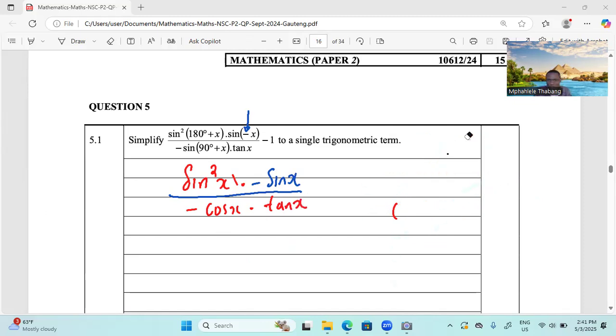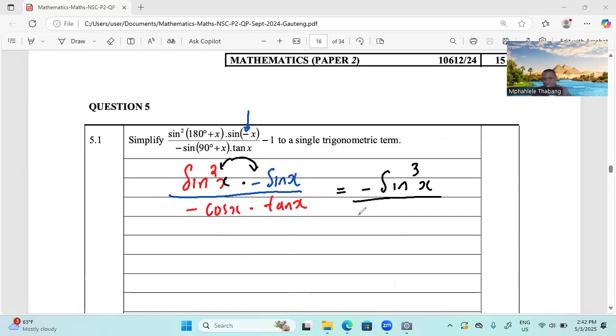Okay, let's continue. So now, let's work with the numerator. It is sine squared x times negative sine x. Let me raise this guy here not to confuse you. It's sine squared x times negative sine x. If I multiply these two guys, I'm going to have negative sine cube x over, I want to multiply negative cos x with tan x.